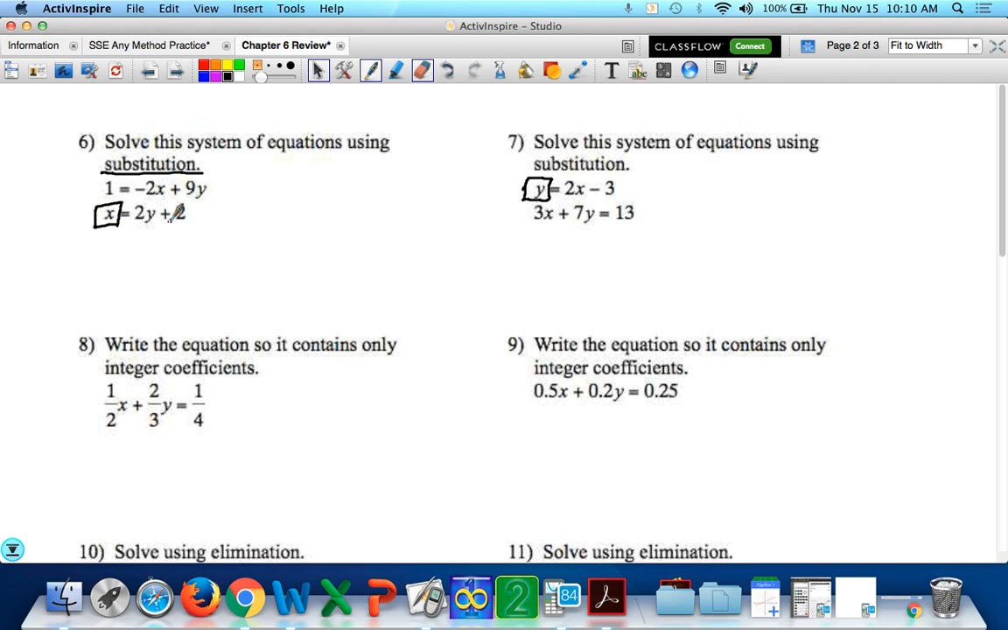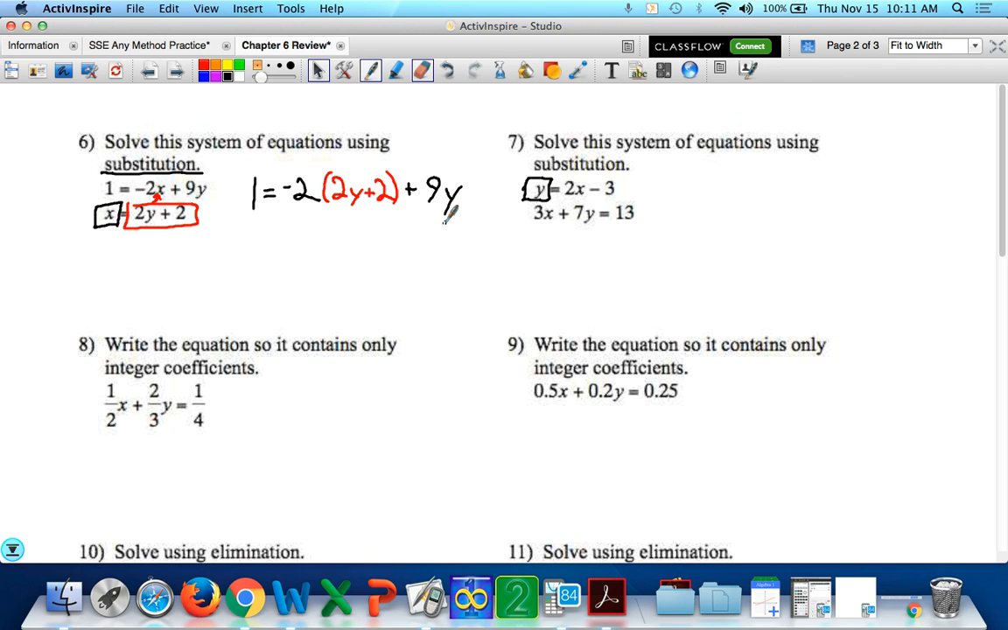X equals 2y plus 2. So I know what X equals in terms of Y. That means I can take this information and plug it into my other equation for the letter X. When I do that, rewriting my first equation, I get 1 equals -2. And then I'm going to plug in our other piece, 2y plus 2 in red, and then I'm going to continue writing the equation, 9y.